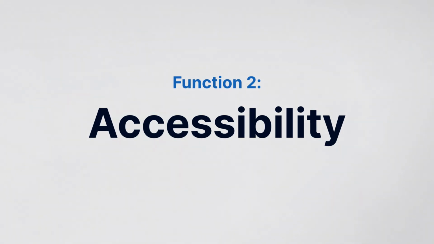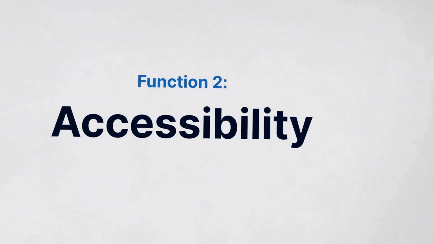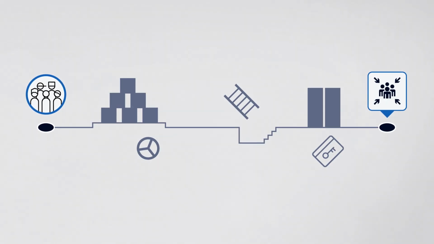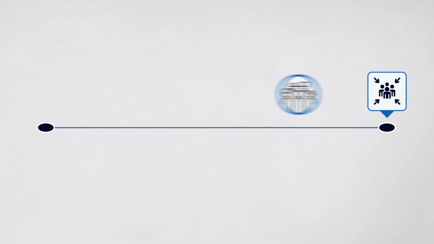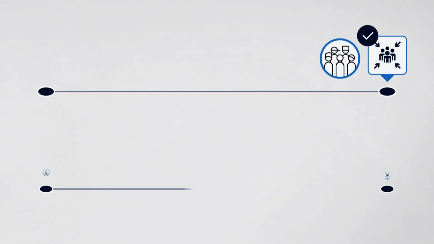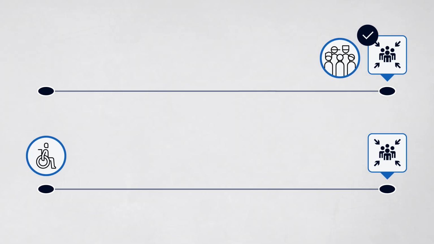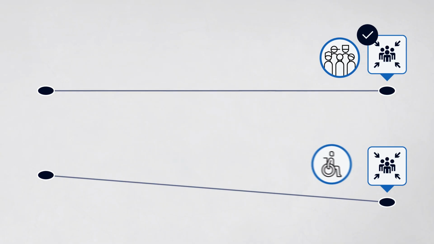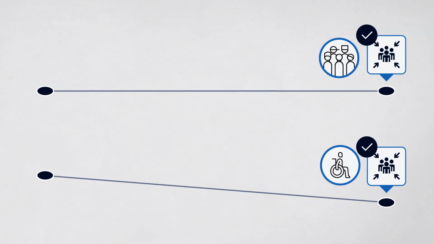Second, accessibility. The muster point needs to be close enough for everyone to reach quickly and safely. The route should be short, clear, and free of hazards. And here's something critical. Accessibility must work for everyone. People with disabilities need clear routes too. This might mean installing ramps or providing alternate paths.